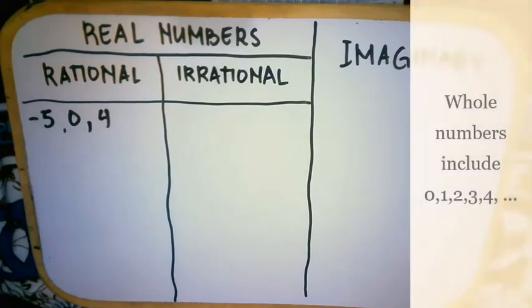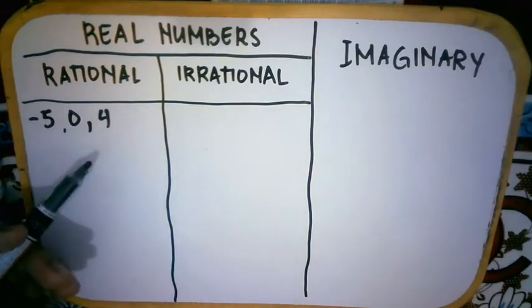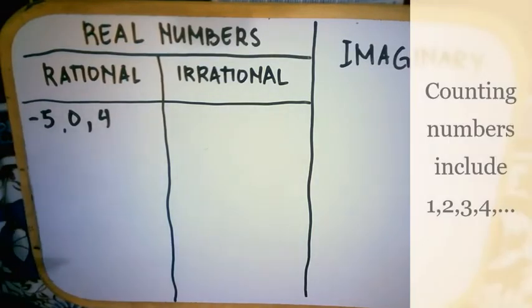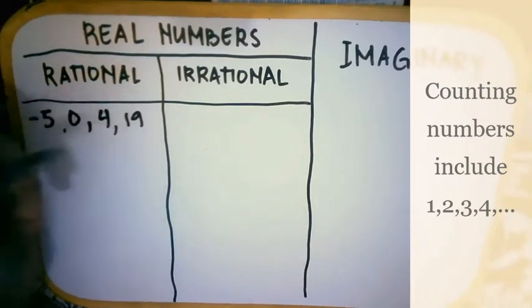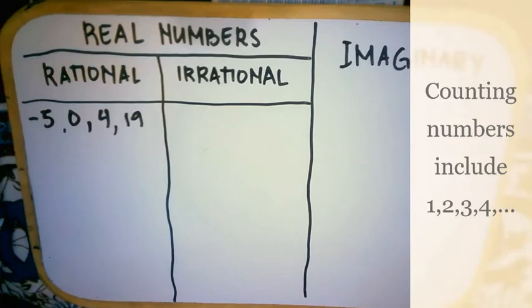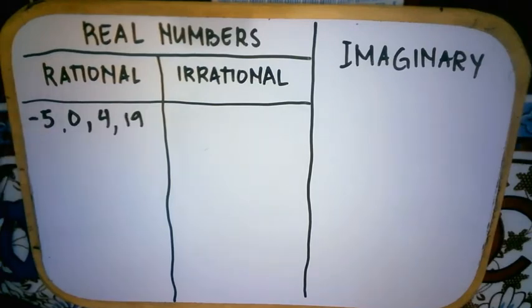Another one is whole numbers. Pag sinabi natin whole numbers, included yung 0. 0, 1, 2, 3, 4, 5, and so on and so forth. So, those are whole numbers, like 0 and then 4. And then, another one is counting numbers. Pag sinabing counting numbers, 1, 2, 3, 4, 5, like 19 and 20, 21, 22, and so on and so forth. Those are examples of counting numbers and they are under rational numbers.